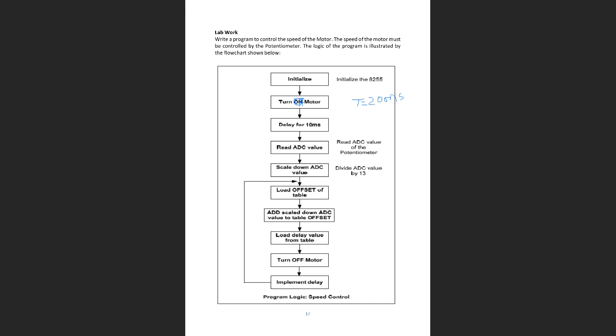Okay, and the motor is off. Motor is off, and make it delay. So turn off the motor. Okay, I think no need. So this one we don't need now. But I think there is another way we can also turn off the motor. First of all, turn off the motor.